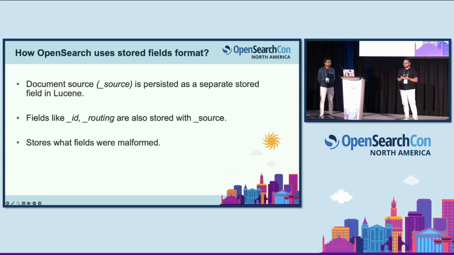Now, let's understand how OpenSearch uses the stored fields format. The entire document that you pass to OpenSearch during your ingestion, OpenSearch stores in the underlying stored fields format. And other fields like the auto-generated ID or the ID provided by you, the routing params, all those go into the stored fields along with the source for a given document. And let's say you have also configured whether a malformed field should be ignored or not. The meta information about that also goes to the stored fields, so that during the retrieval you can leverage that information.